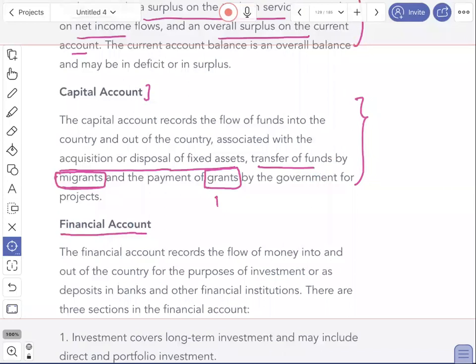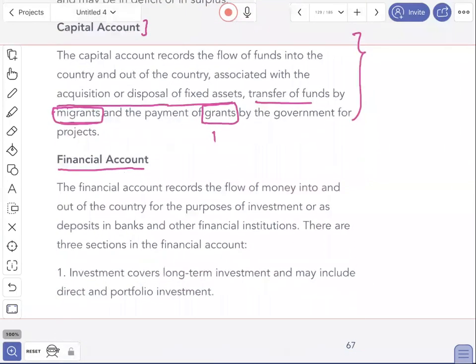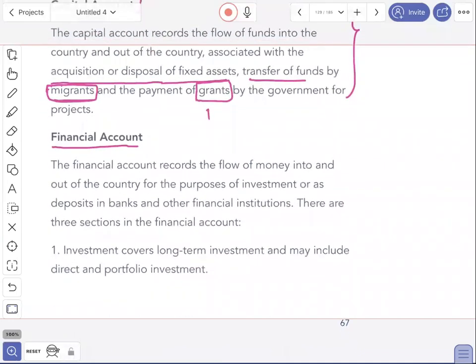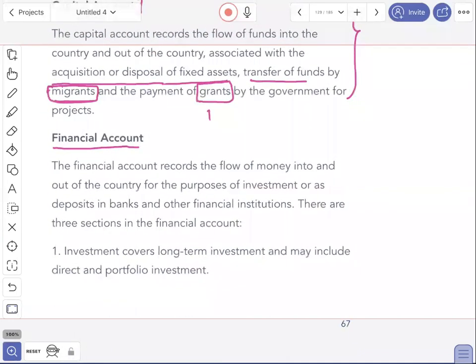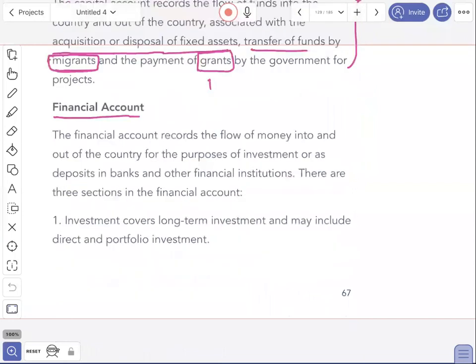But are we happy with the capital account? So buying and selling of fixed assets, transfer of funds by migrants, and the payments by the government for projects will be part of your capital account. Then comes the financial account.